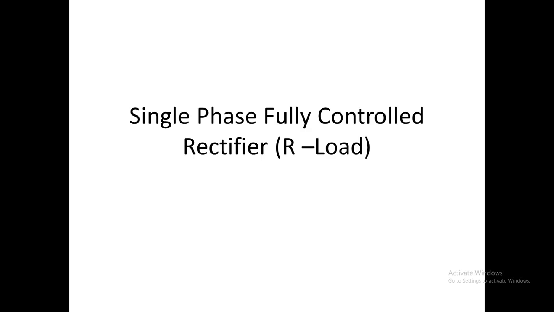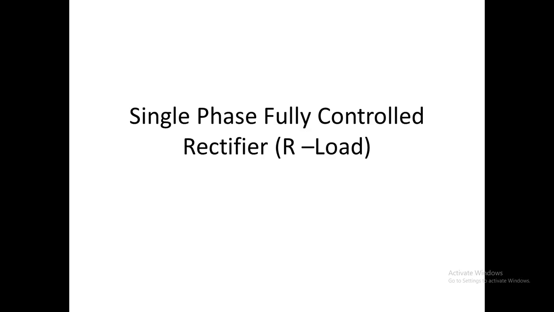A half wave controlled rectifier means we can control only the positive half cycle, and we will get only the positive half cycle as output. In a fully controlled rectifier, we can vary the output voltage for both the positive half cycle and the negative half cycle. So that is called fully controlled. For varying the output voltage we are using controlled devices. So here we are using SCR, that is a controlled device.